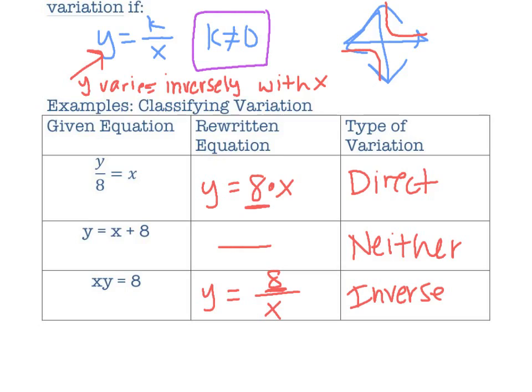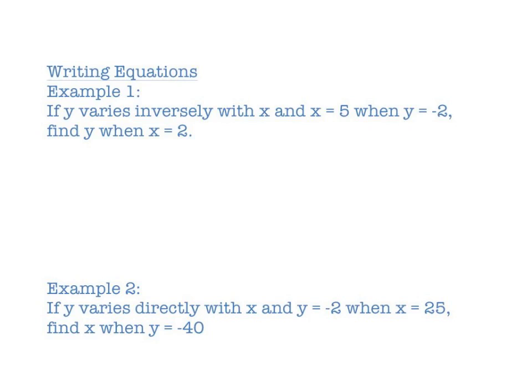The next piece that we are going to look at involves taking values for variables and using them to find a value of our constant k, and rewriting our equation of variation and then using it to find a different value. So, for example, if y varies inversely with x. So that's it. That's all I'm given for this equation.